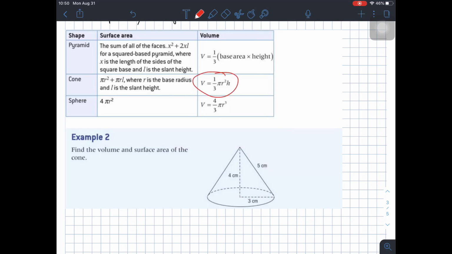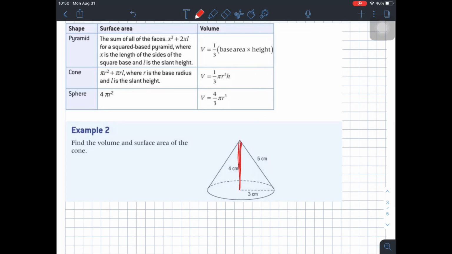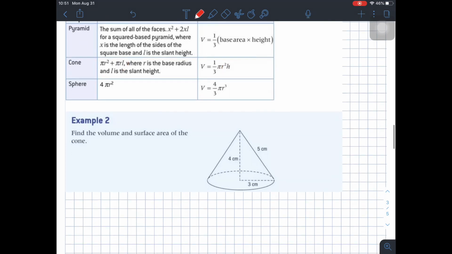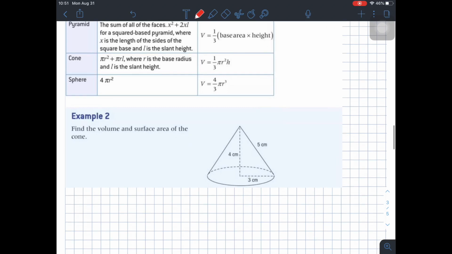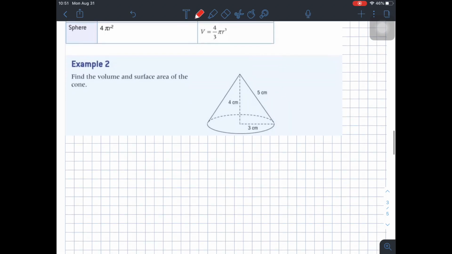Okay, and the volume for a cone is 1/3 pi r squared times height, where height is the perpendicular distance from the base of the cone. Okay, in this case, the height is equal to 4. Pay attention that the height is not the same as the slant height. They are different things. Finally, for sphere, the surface area formula is 4 pi r squared, and the volume is 4/3 pi r cubed. We're not going to see the demonstrations of all of these formulas because that corresponds to a previous knowledge already.